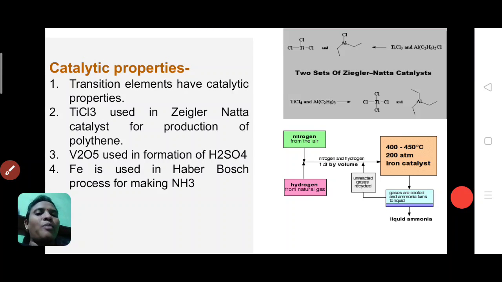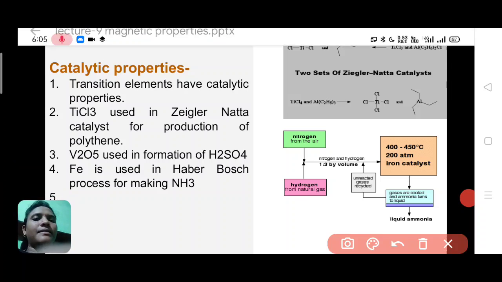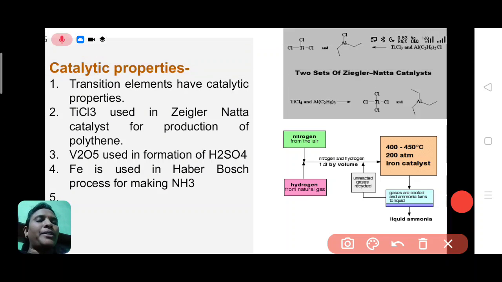Now see, the next property of d block elements is the catalytic property. You all know what a catalyst is. A catalyst is a substance which is useful to increase the rate of reaction. This catalyst does not take part in the reaction, but is just useful to speed it up. So a catalyst does not always enter into the reaction, it just increases the rate of reaction.